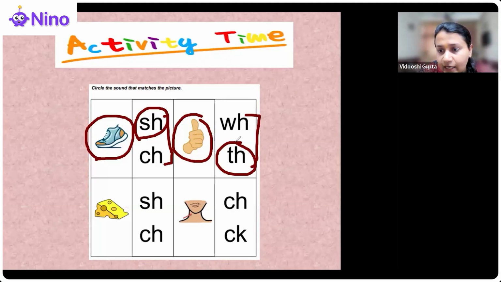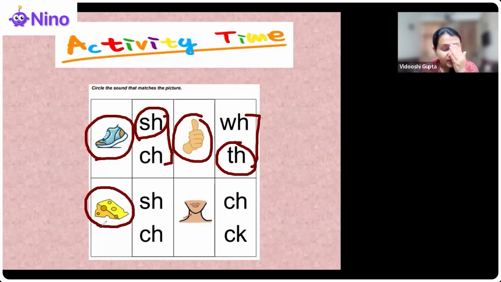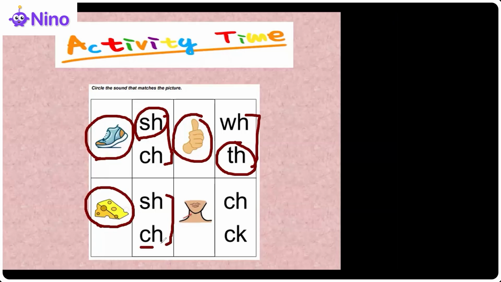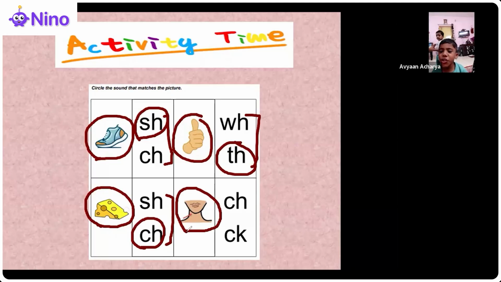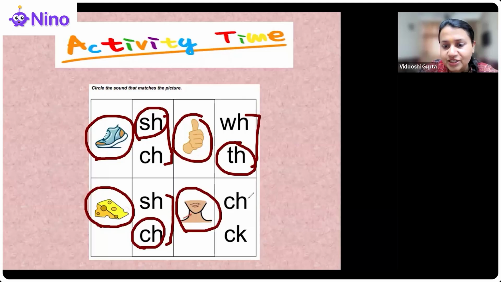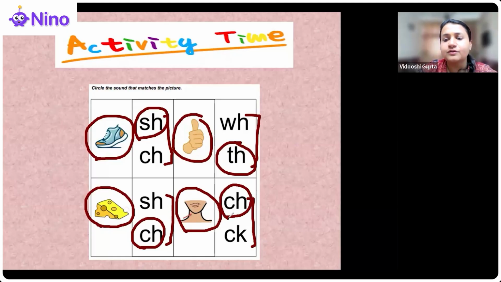Okay, now Saloni, your chance. Saloni, please answer for this one. Number 3, what is this? Cheese. Very good. So which diagram are we going to use for cheese? CH. Wonderful. Very good. Okay, Avyan, you tell us. What is this? The last picture. Chain. Very good. And which diagram do we use for chain? CH or CK? CH. Wonderful. Very good.